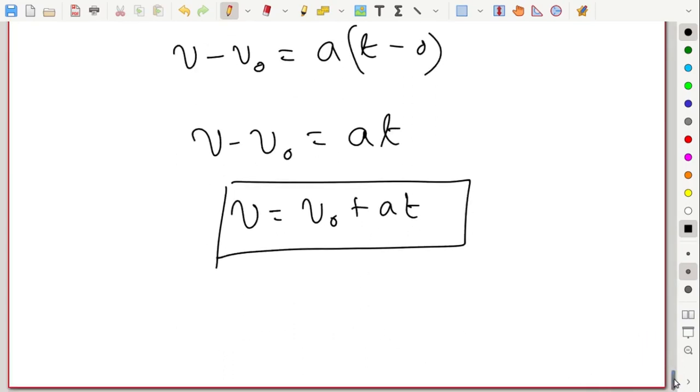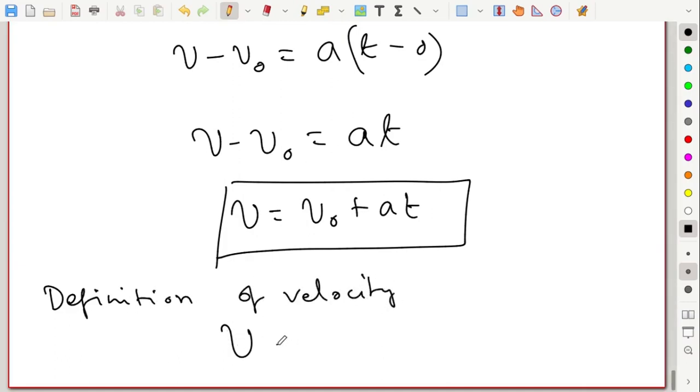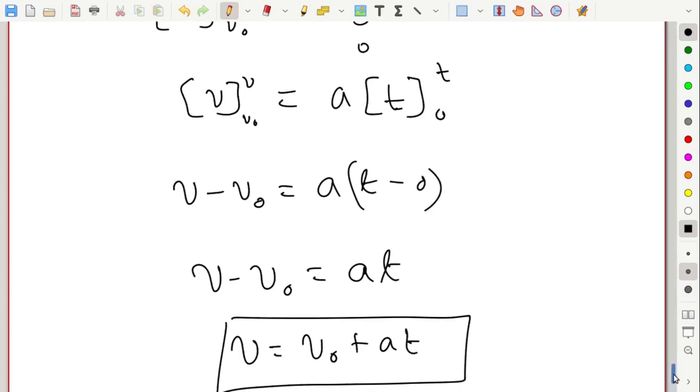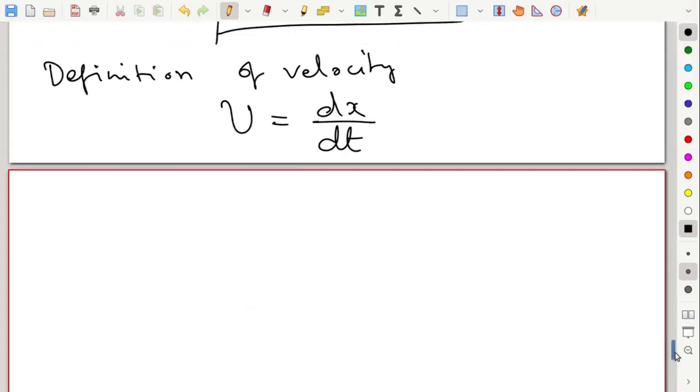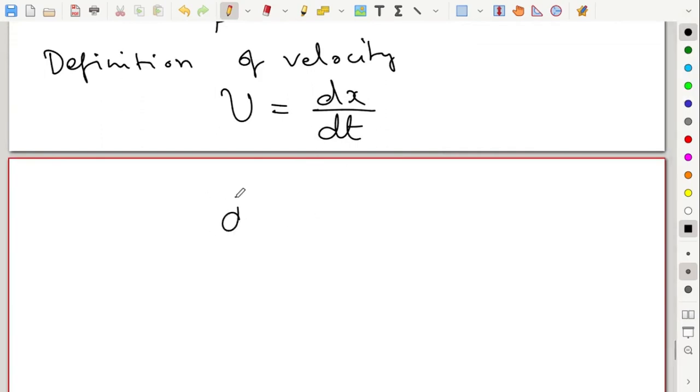So next we can start with the definition of velocity, the instantaneous velocity. By the definition of velocity we know v equals dx by dt. We are going to start from this. Earlier we started from acceleration, now we started from velocity. So here also we can rewrite it as dx equals v times dt.